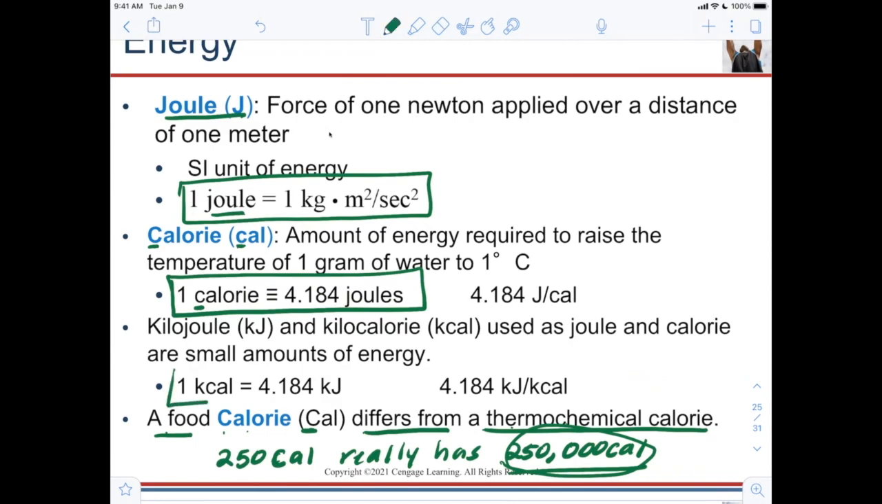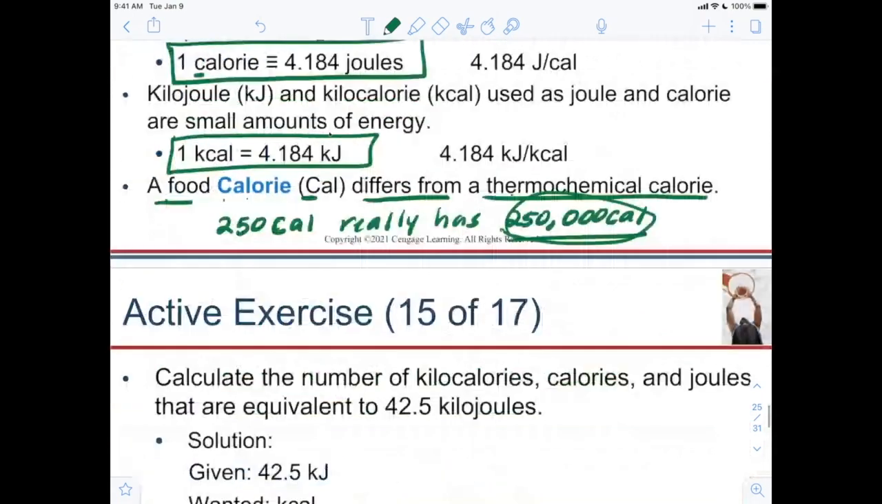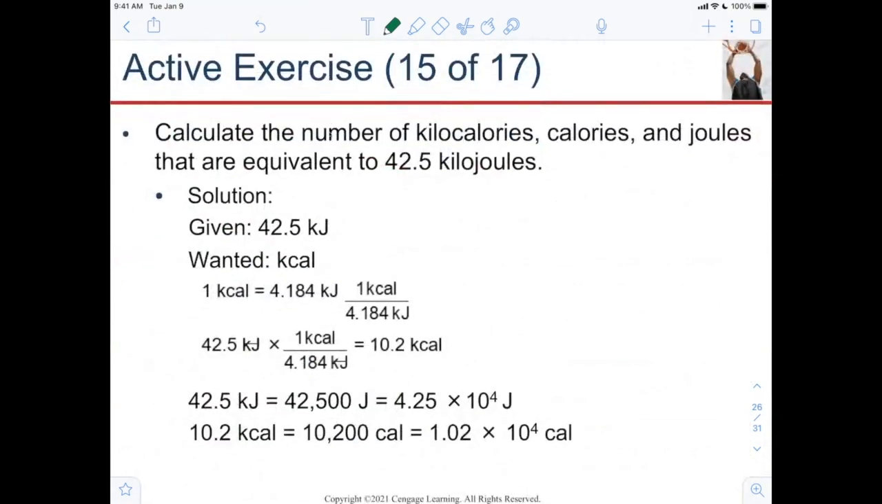And then of course you have this conversion factor here. Just be aware of the conversion factors. You go from one point to another. If you don't know how to do that, here they're showing you, let's see, calculate the number of kilojoules, calories, and joules that are equivalent to 42.5 kilojoules. So here, let's see.